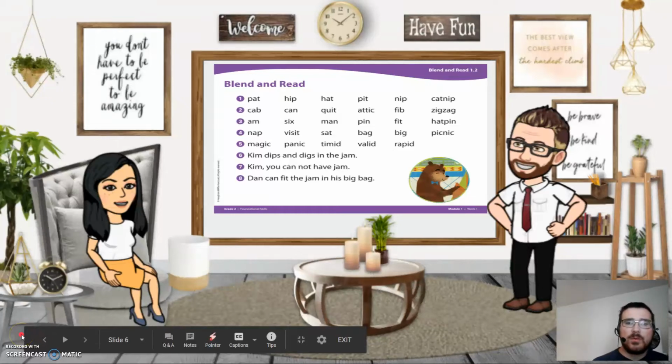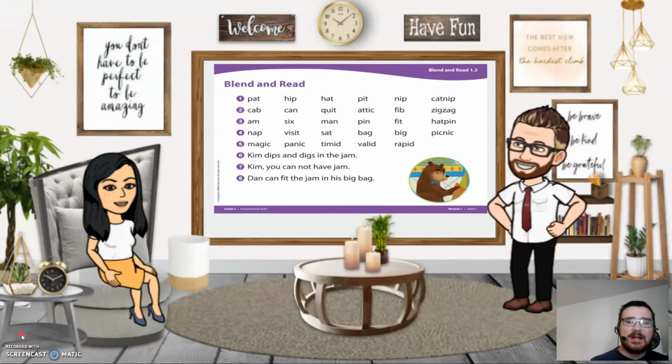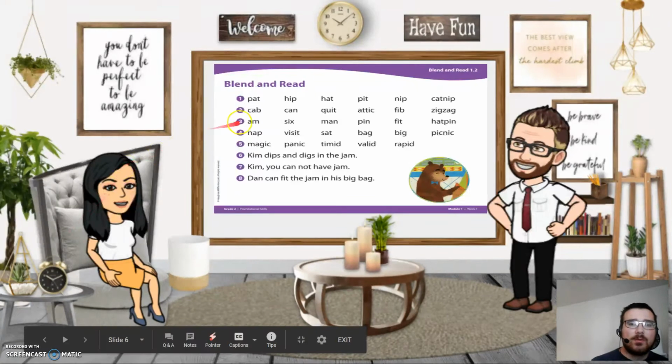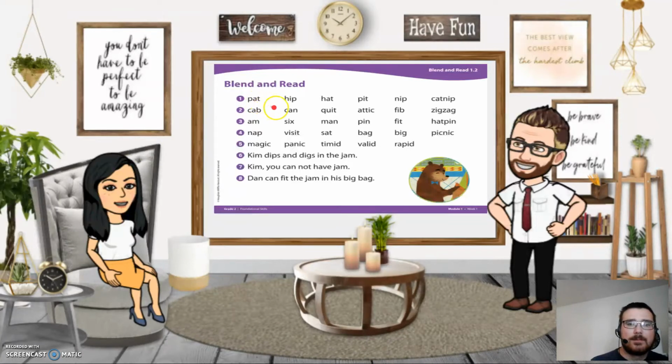All right, boys and girls, we are going to practice some blending and reading. So I want you to read just this first line of words. I'm going to give you a few seconds to do that, okay? All right, on that first line, I want you to compare the words, and I want you to tell me what similarities and what differences you see in those words.